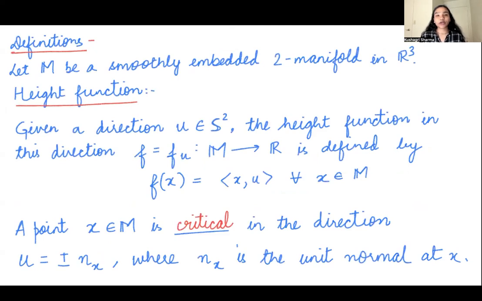Before moving ahead, let's look at some of the definitions that we have. M is a smoothly embedded two-dimensional manifold in 3 dimensions. We have defined the height function, which is defined with the help of a direction. So we have any given direction u in the two-dimensional sphere. Then the height function is defined with the help of this direction, as the product of u with the point on the manifold. And a point on the manifold is said to be critical in this particular direction, which is the direction of the unit normal vector at that point. So these are the definitions that we'll be working with.